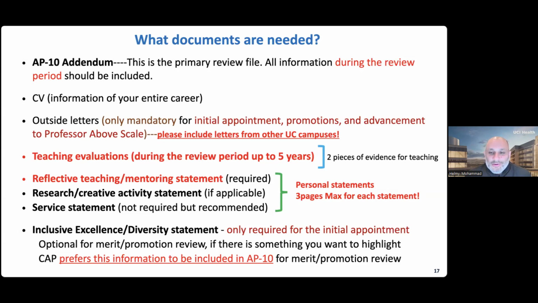Please brag about your teaching, but keep it less than 3 pages and be succinct because there are hundreds of files. But feel free to talk about your approach, your philosophy, any alterations in response to feedback that you're making, etc. For HS, it's not required to include a research, creative activity, or service statement at the dean's office level.